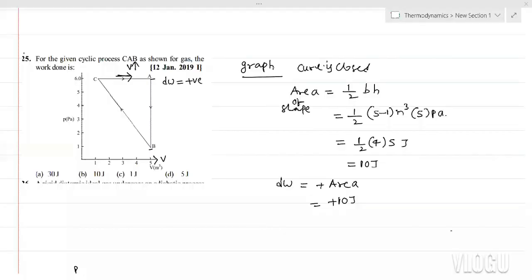So after thinking of graphs, slowly we will consider the Carnot heat engine.